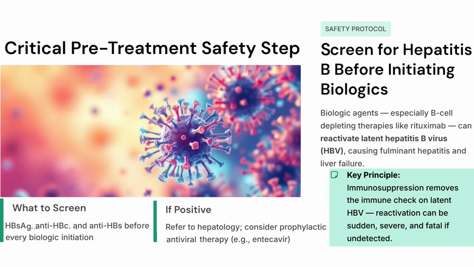Critical pretreatment safety step. Safety protocol: screen for hepatitis B before initiating biologics. Biologic agents, especially B-cell depleting therapies like rituximab, can reactivate latent hepatitis B virus, HBV, causing fulminant hepatitis and liver failure. Key principle: immunosuppression removes the immune check on latent HBV. Reactivation can be sudden, severe, and fatal if undetected.